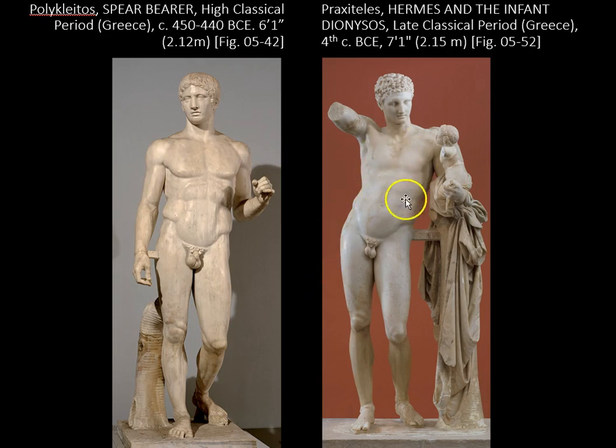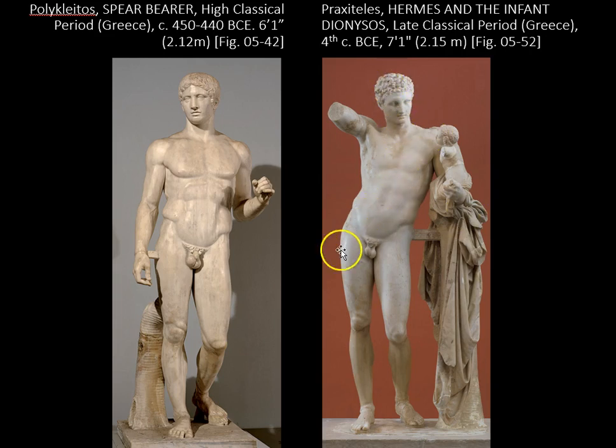So that kind of tension and untension is maintained, but look at how far he's leaning over here on the right. So he's really leaning over, and he's unbalanced. He's so unbalanced, in fact, that he needs to lean on this pedestal in order to stay upright. So he's not as self-contained and balanced as the spear bearer is on the left.